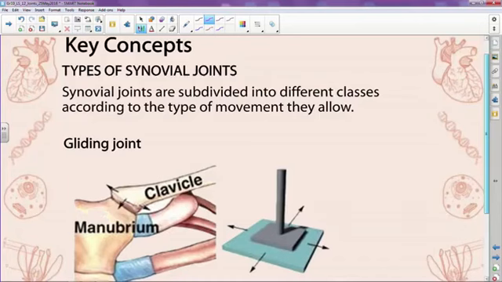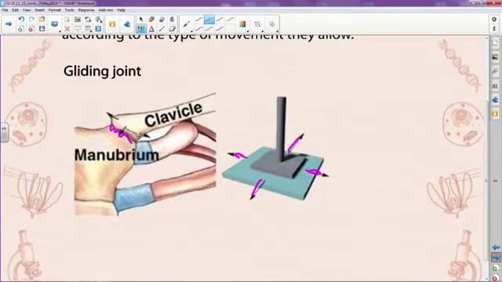The first one that we're going to look at, I'm not going to get too bogged down in what movement it is. The more important thing is, where does this type of joint occur in the skeleton? The first one is our gliding joint, where the bones move across each other. That example is where the clavicle and the manubrium meet. It might look like the bone is joined to the bone, but gliding means that it slides over the bone in different directions.